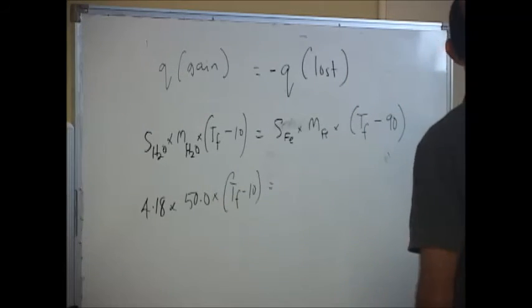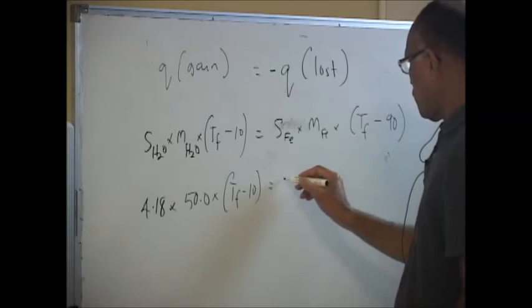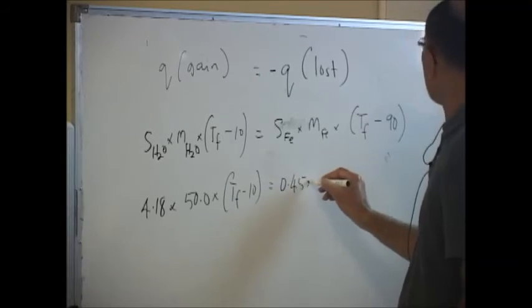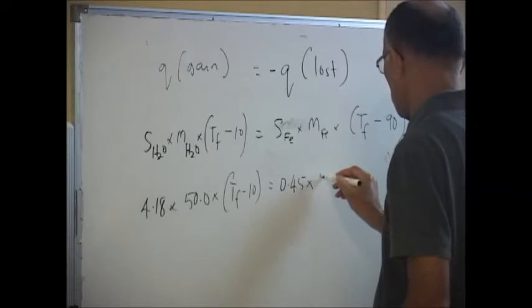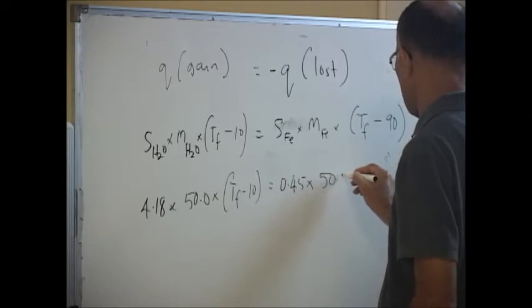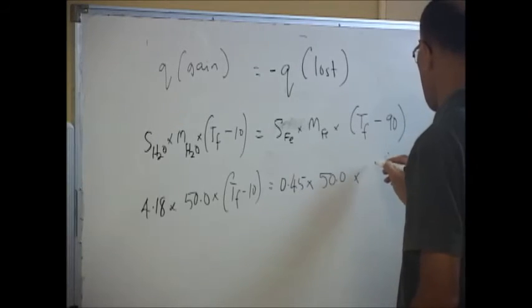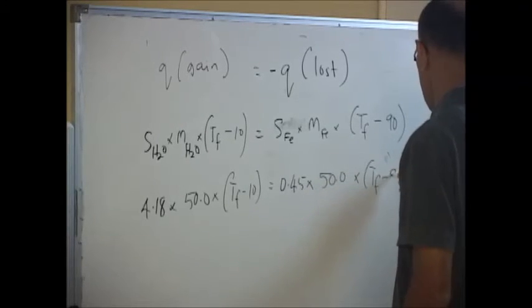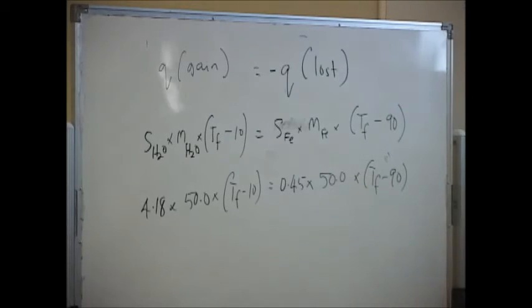That is equal to 0.45 times 50 times TF minus 90. Okay, you can do some cancellation here. We can do this. But we still have to do the evaluation of the two values, the specific heat capacity values.